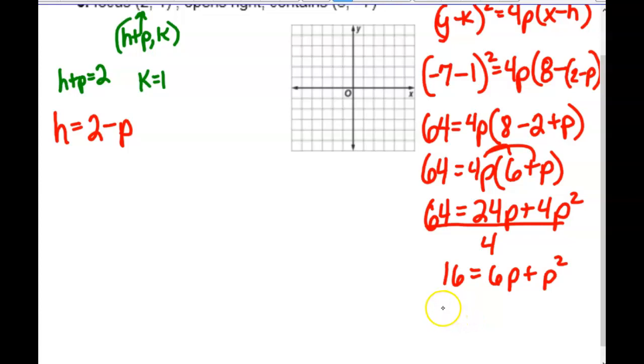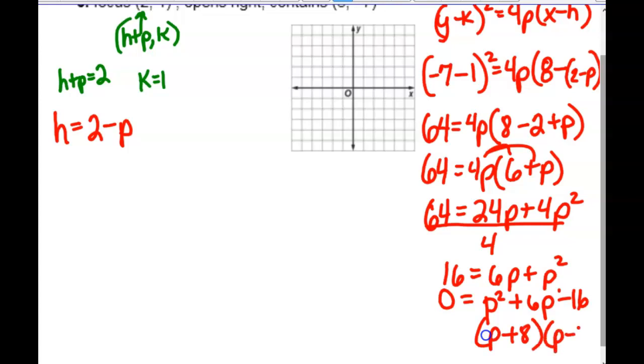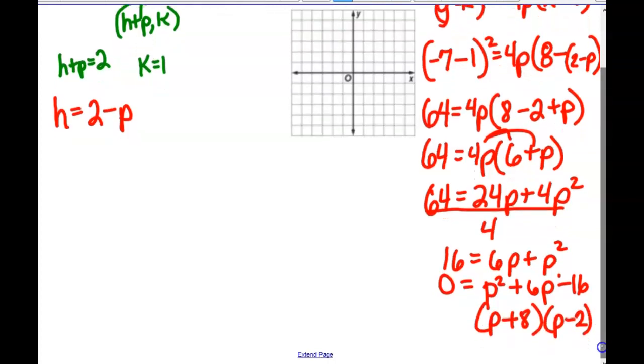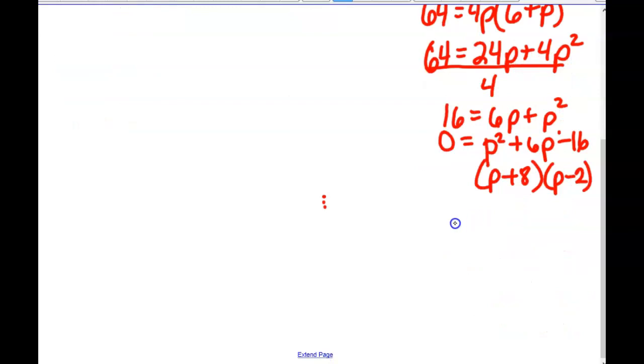You need to factor, which means it has to equal 0. So if I rearrange over here a little bit, I'd have a P squared and a 6P. I just flip-flop the order. And I'm subtracting the 16 over there, so it's a minus 16. I don't know why that's writing so badly, sorry. Factors: P plus 8, P minus 2, does that work? Which makes what? P equals -8 or positive 2.